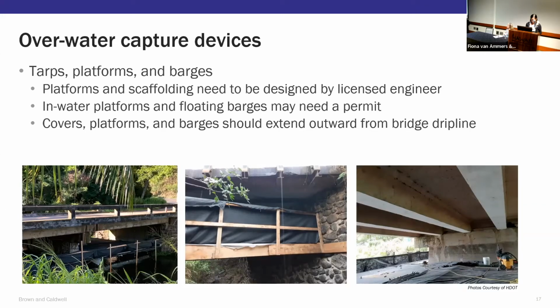If the bridge is too low to install a platform, a floating barge is also an option and can be anchored underneath the bridge work. For a floating barge, you would want to consider the size and weight of the debris that would be captured, as you would need to make sure that your freeboard doesn't go below the water line.